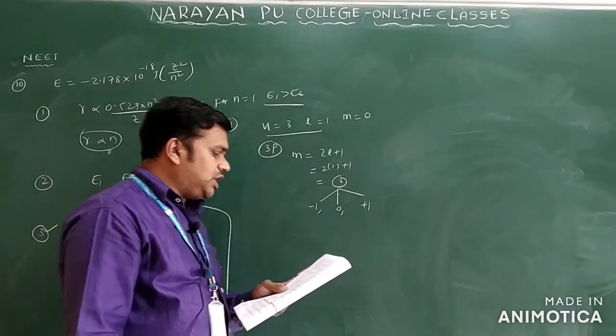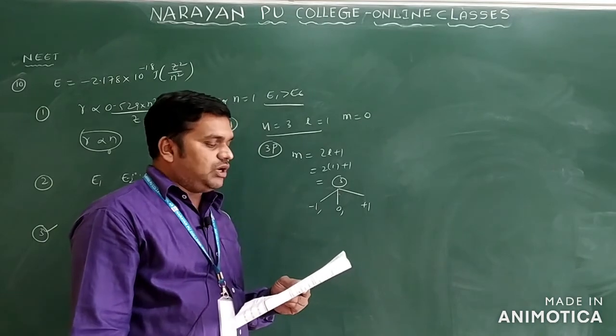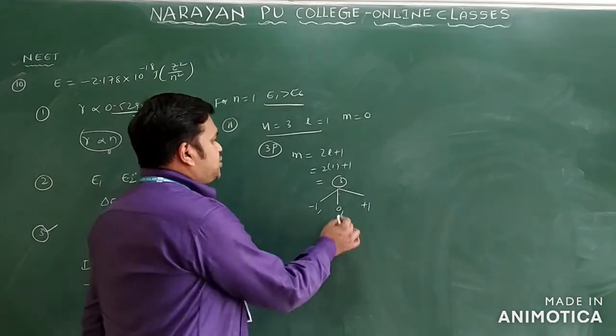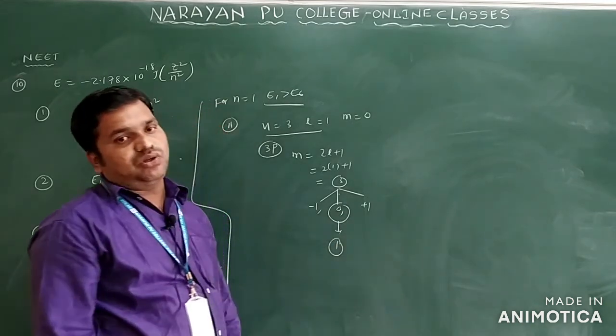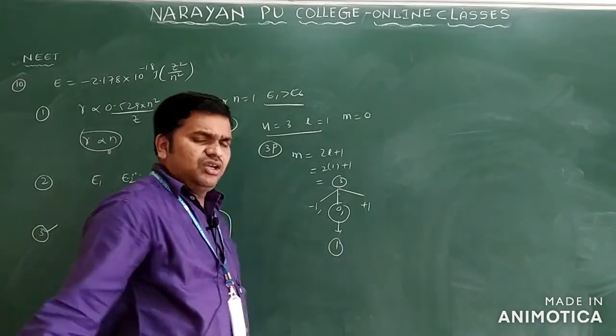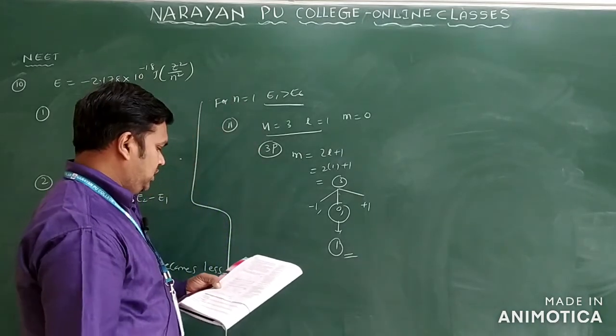Now the question is, what is the maximum number of orbitals that can be identified with the following quantum numbers? For m equal to 0, how many orbitals are possible? Only 1 orbital is possible. You can take here pz. So what is your answer? Only 1 orbital we have.